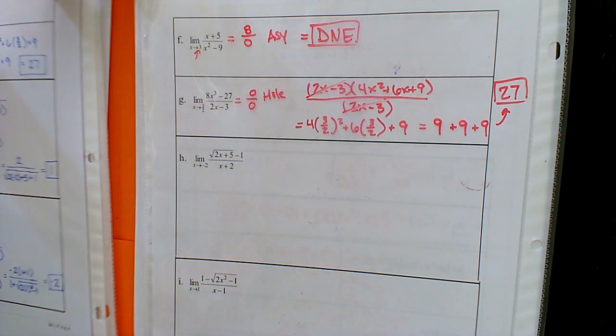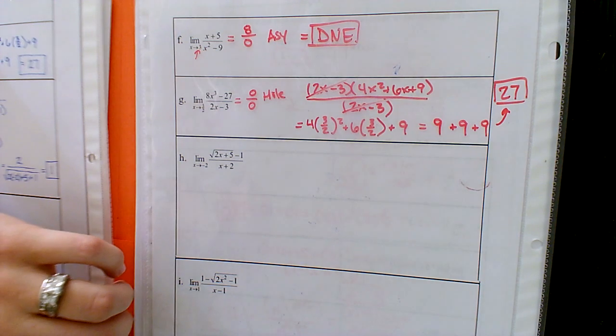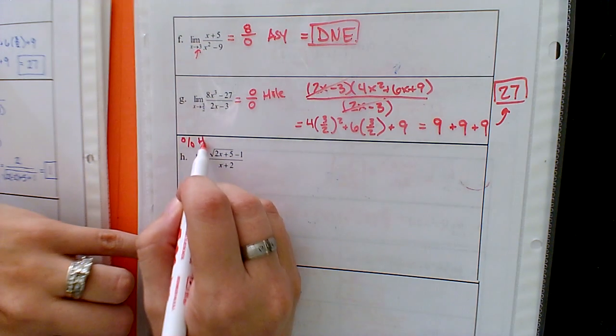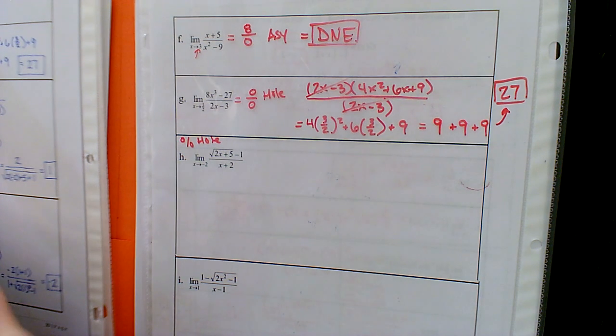What'd you get? Do we get 0 over 0 again? Okay. Are you starting to see a pattern with these? They're probably not always going to work out nicely, so you're going to have to do some extra work.